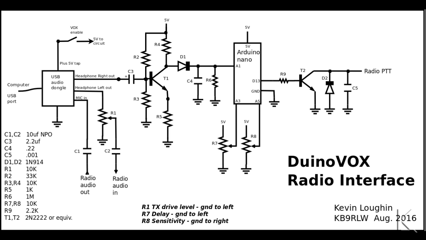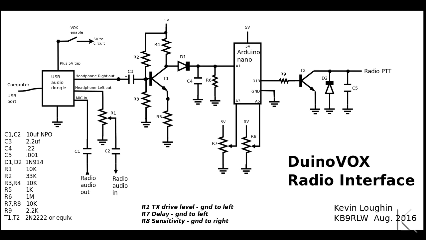The audio is coming in, being amplified, and then D1 is rectifying it to DC. C4 is smoothing that DC out to a nice steady voltage. R6 is a bleed resistor for the capacitor, so when the audio goes away, the capacitor is bled down very quickly and the push-to-talk can be dropped. Then the rest of it's just the Arduino.